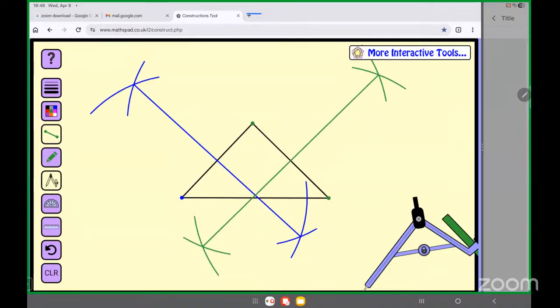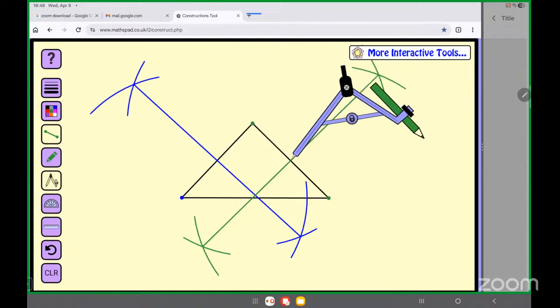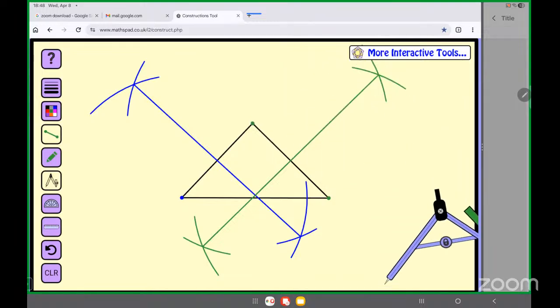Where the green line and the blue line meet, that's the intersection. So the blue line bisects the side over here, and the green line bisects this side. Those two lines intersect at this point that I'm going to put in red. They intersect right here. That little dot.